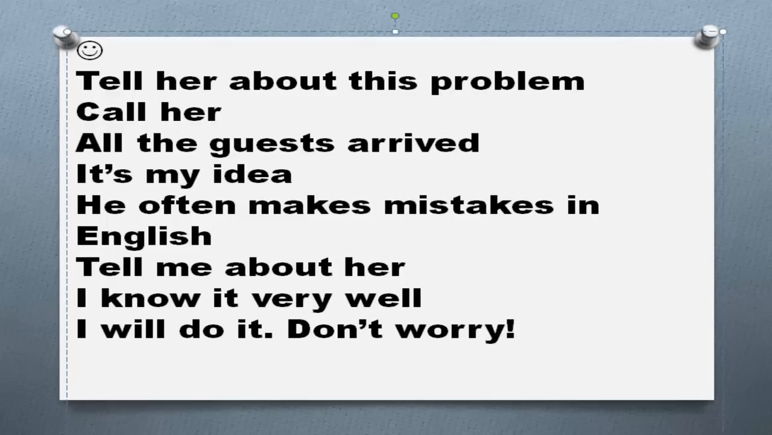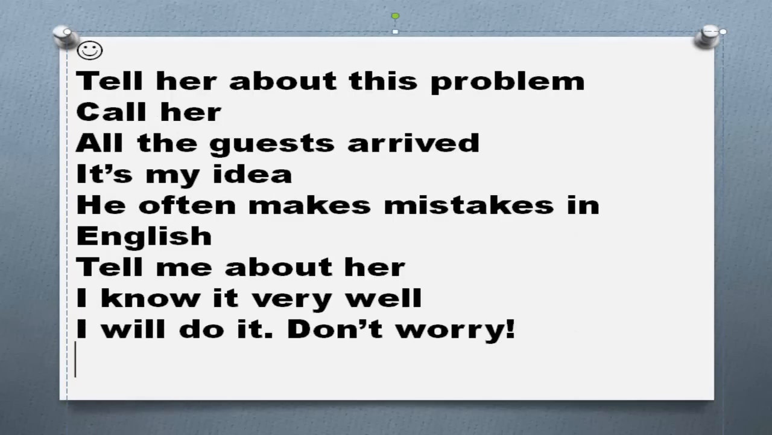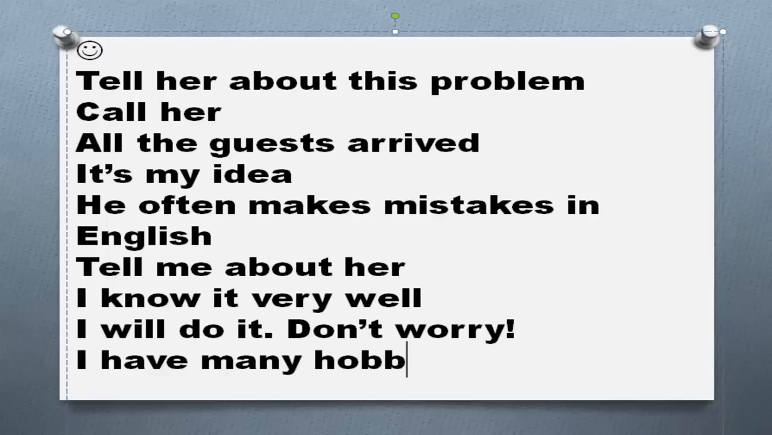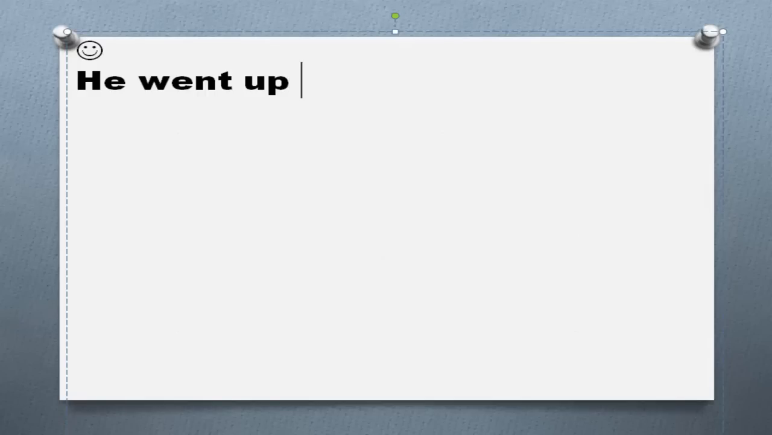Далее as. Мы с вами говорили, что as употребляется в конструкции as for me, и также в другом значении как. Например, как становится частью конструкции such as. For example, I have many hobbies, у меня много хобби, such as swimming, English, and so on, и так далее. И также слово up, вверх, например, он пошел вверх по горе. He went up the mountain.